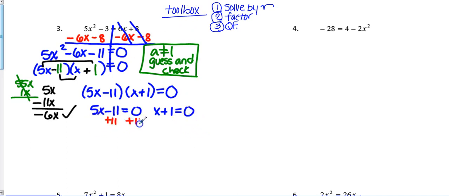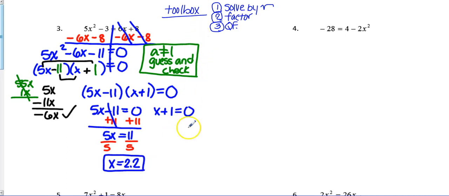I'll add 11 to both sides. We get 5x equals 11 here. Divide by 5. X equals 2.2. Here, I'll subtract 1 from both sides. X equals negative 1.